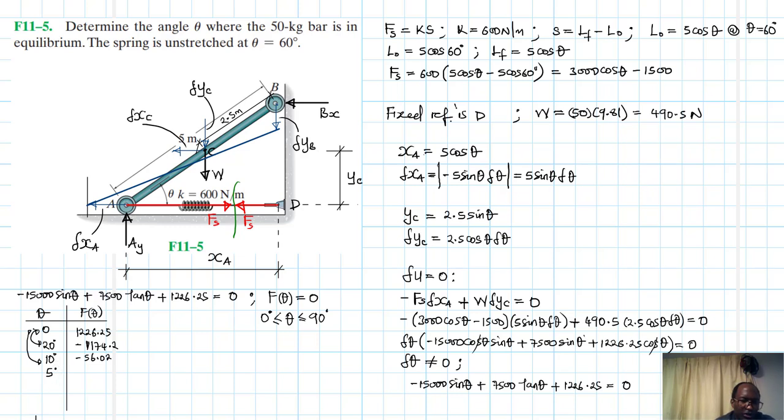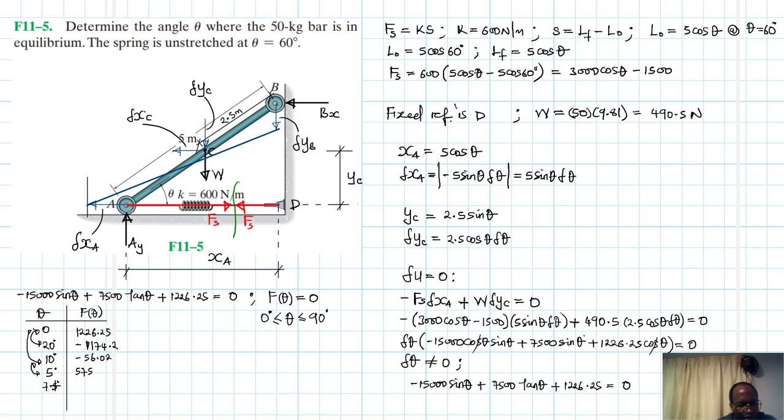So we keep on doing this process. Yes, it can be a bit boring, understand. This is one of the methods. Minus 15,000 sine 5 plus 7,500 tan 5 plus 1226.25. So we have a 575. So we get the average of the two, 10 and 5, we have the average of 7.5.